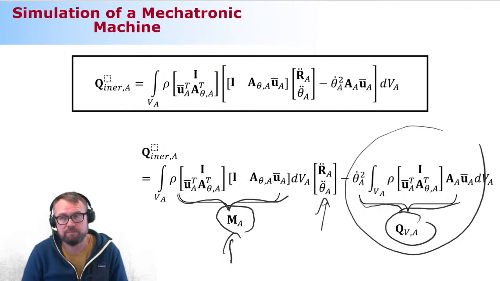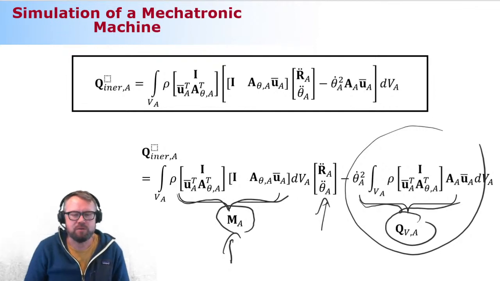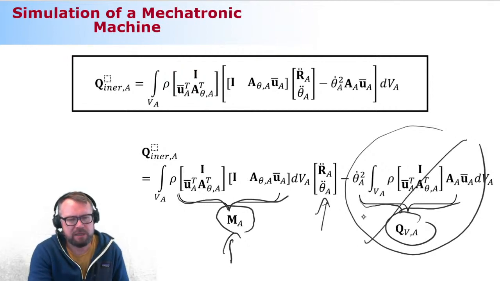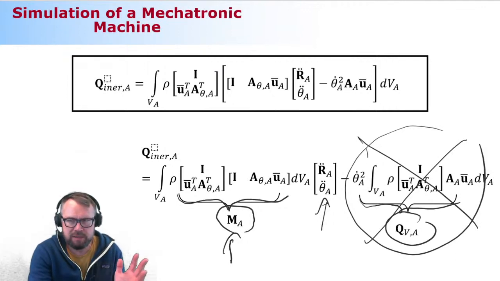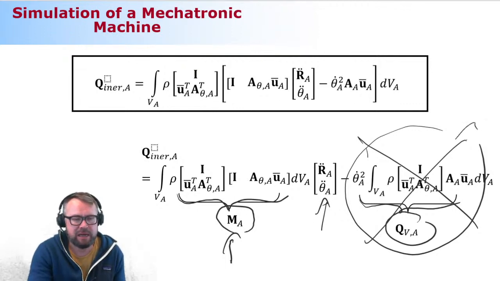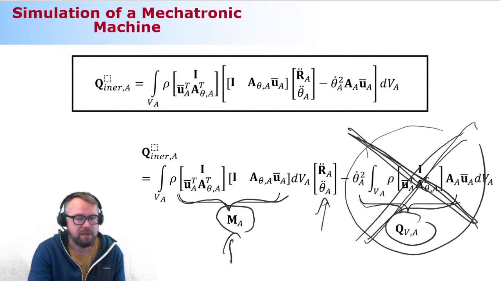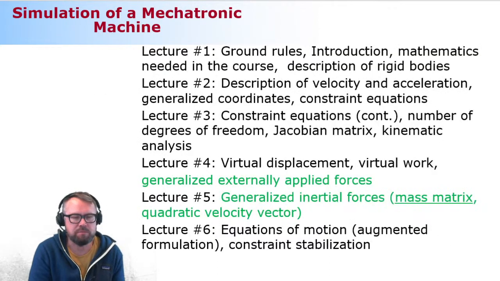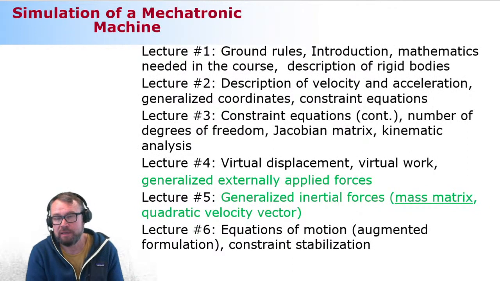We need them both. There is some good news. In many cases, this term can be neglected. Particularly in the planar case, if you put your body reference coordinate system in your center of mass, then you can simply neglect it. That makes things easier. The only thing that is left is this mass matrix, which you need to compute. That's what we're going to compute next.